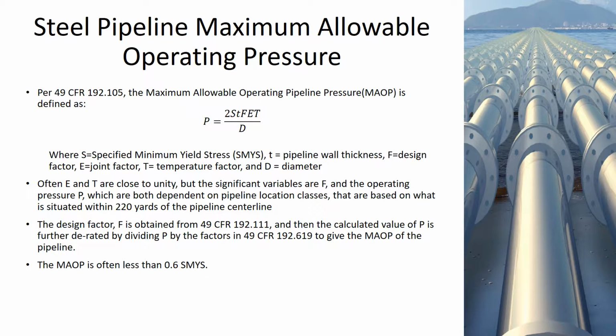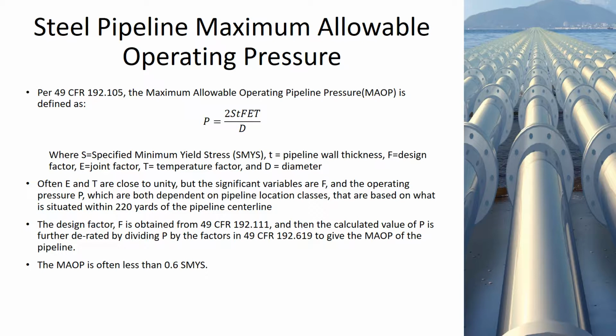The reason it's very, very important is because it's a government-enforced pressure. So the 49 Code of Federal Regulations 192.105 gives you that equation, and you've got the factors such as specified minimum yield stress, the pipeline wall thickness, design factor, joint factor, temperature factor, which we'll cover in a second, and the diameter. So you basically get all of your numbers together and calculate that out, and you have to make sure that you meet the codes.